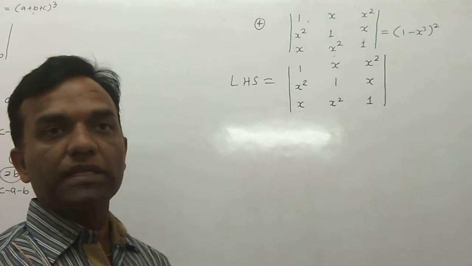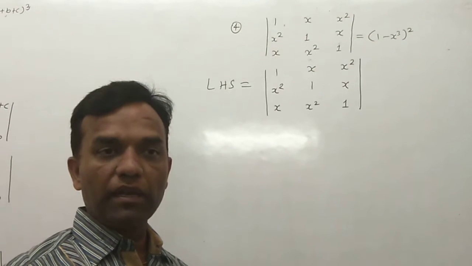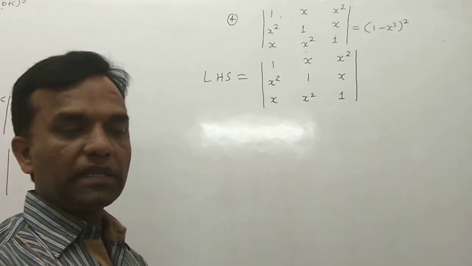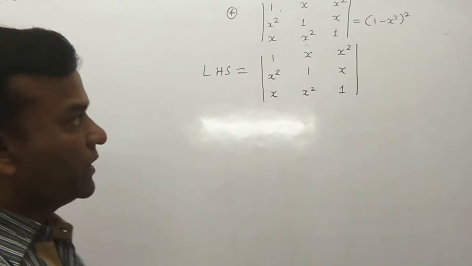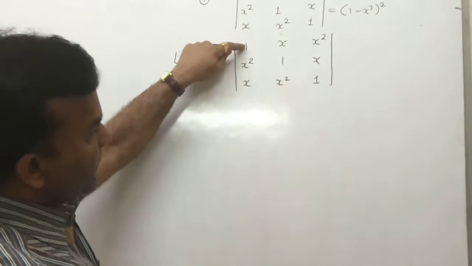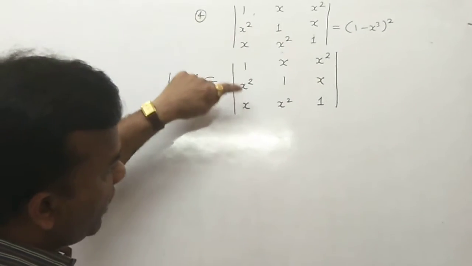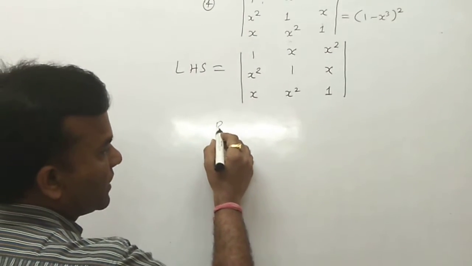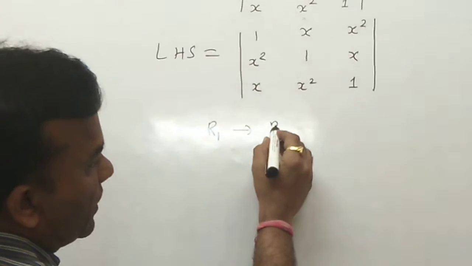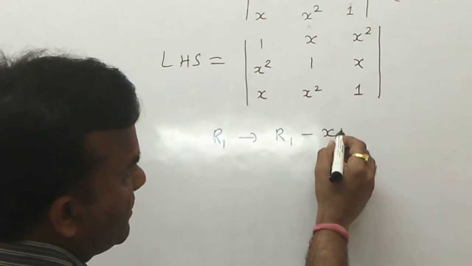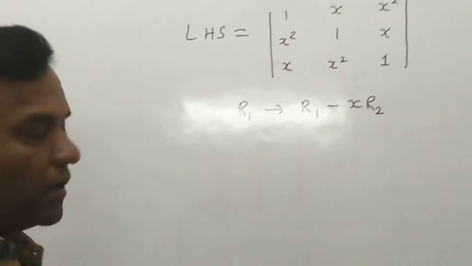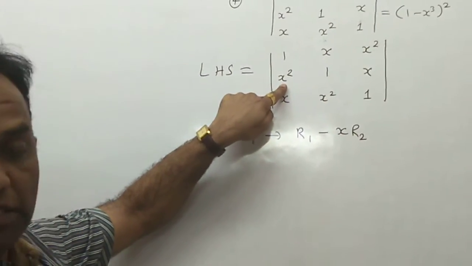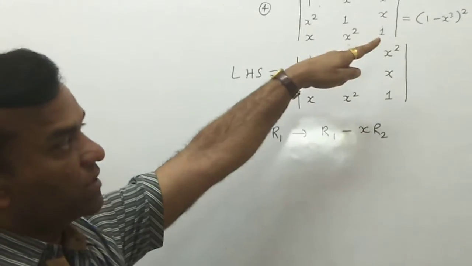So first you make the x cube, so you multiply x cube in a particular row and then subtract from a particular row, or you multiply x in a column and subtract from a particular column, then you get the result. So now here we apply the row operation. First we apply the row operation, like r1 tends to r1 minus x times r2, because r1 is 1 and you multiply x and then r2 also has x square. So x into x square is x cube. Your result you got it.